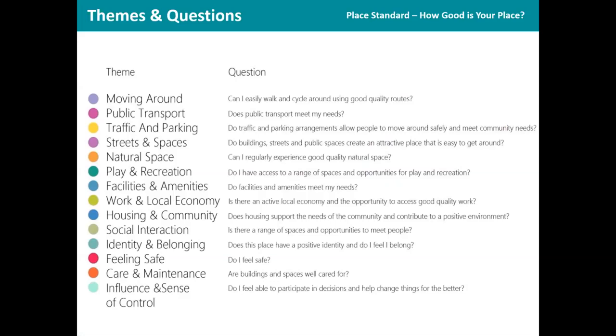So each of those 14 areas has a very simple question, and it stimulates a lot of discussion around each of those. And of course, you would have worked out already that you would work across those themes. You wouldn't necessarily deal with each one at a time. There is a clear interdependency between each of those. So in asking the question, can I easily walk around this place, then you might get into a conversation around feeling safe. And that dimension asks very simply, do I feel safe? And so you create a real interactive conversation cutting across the themes, and it really generates a lot of really useful data.